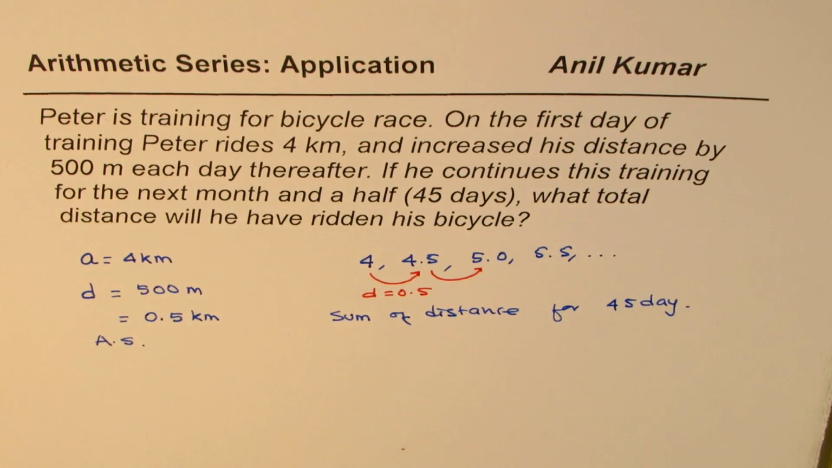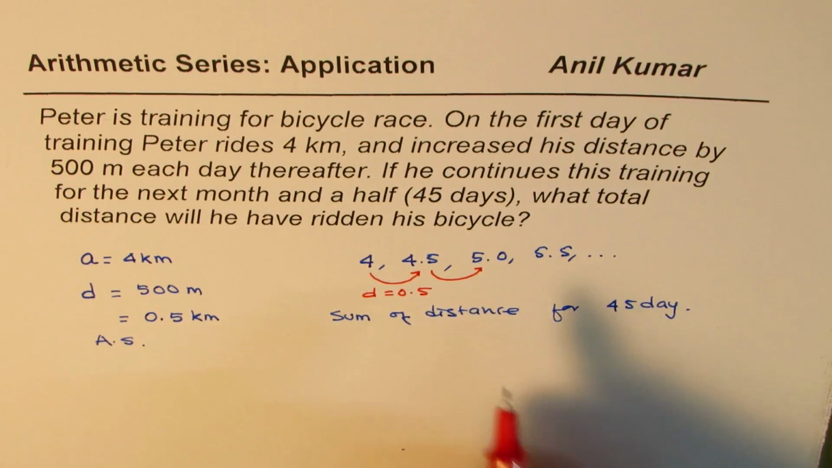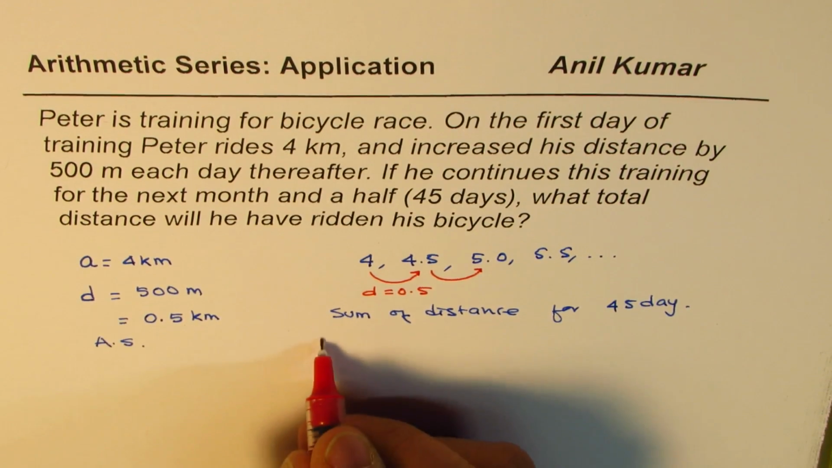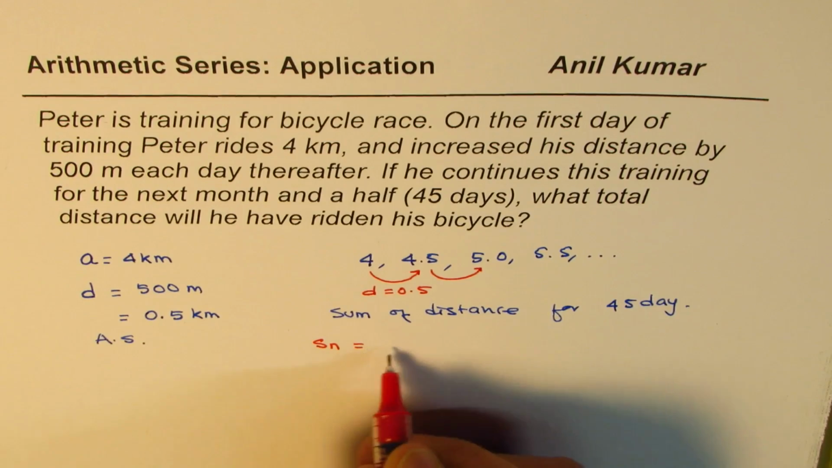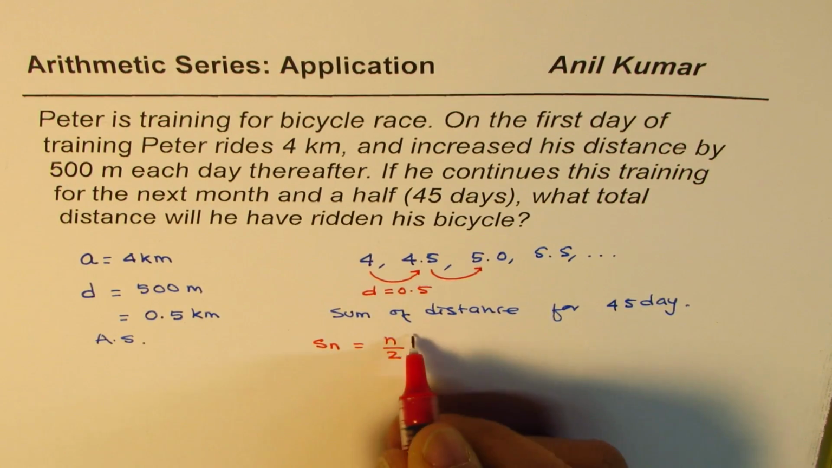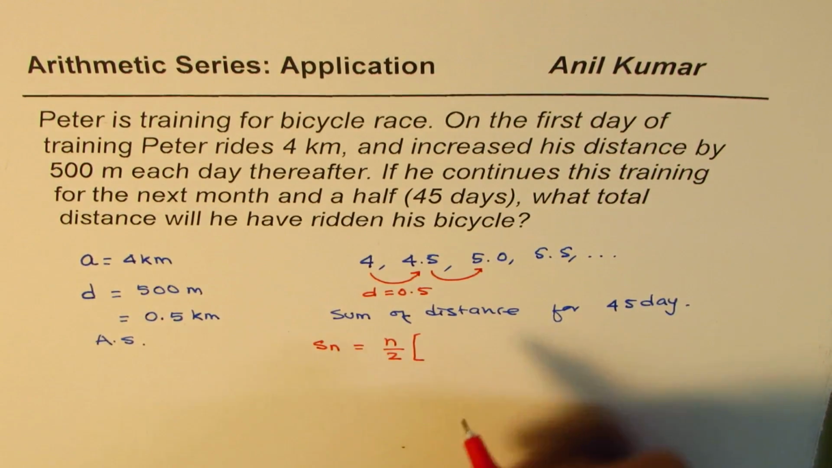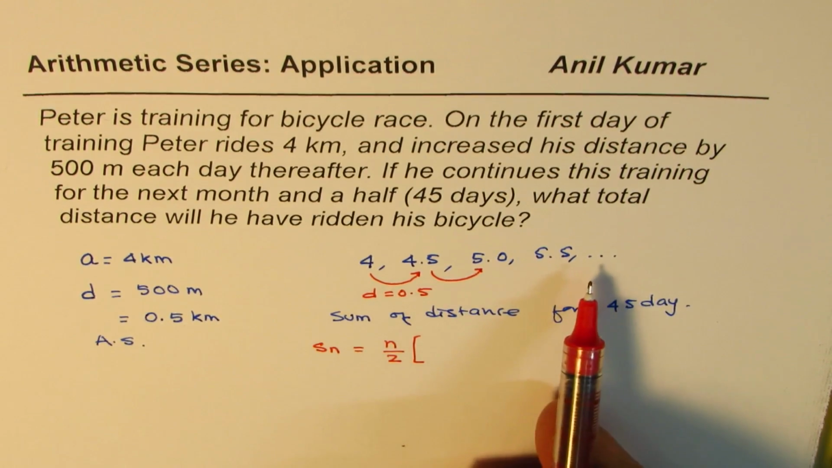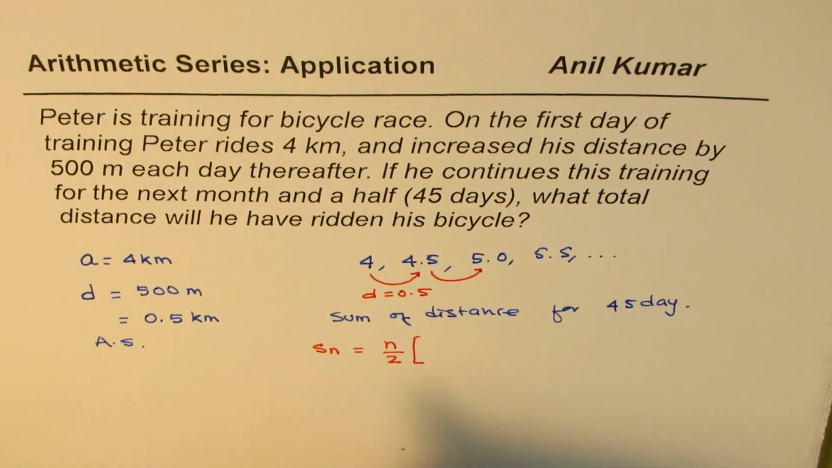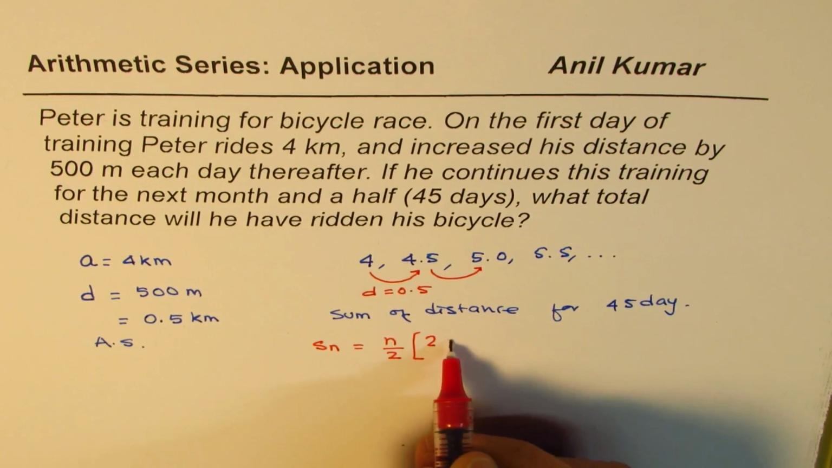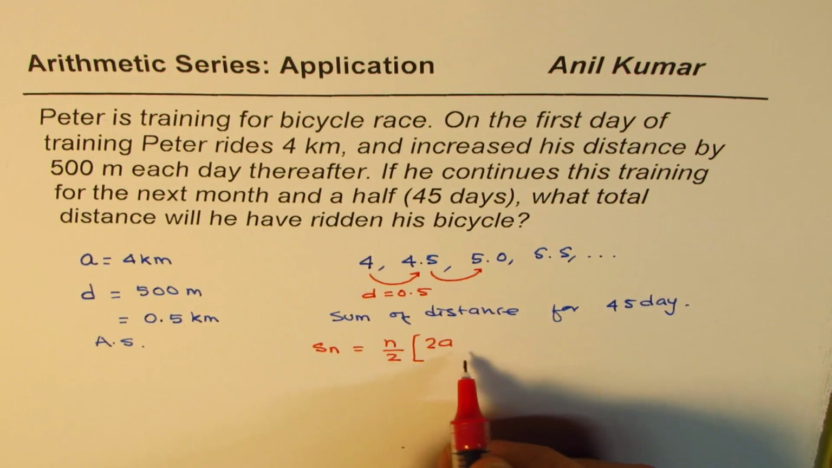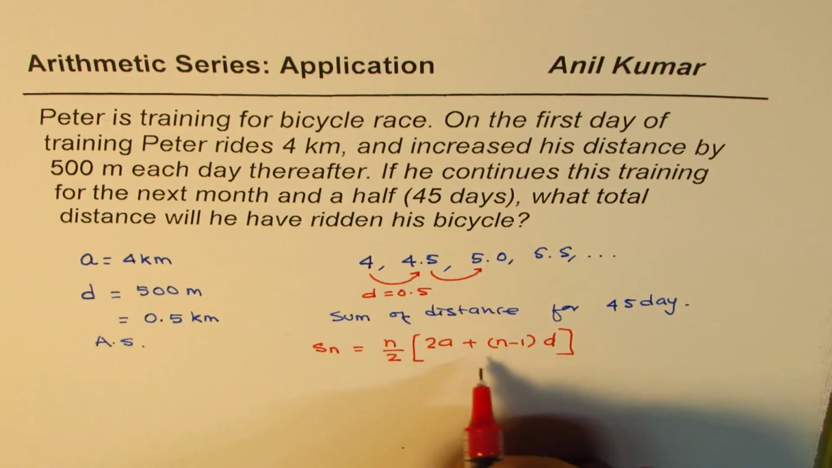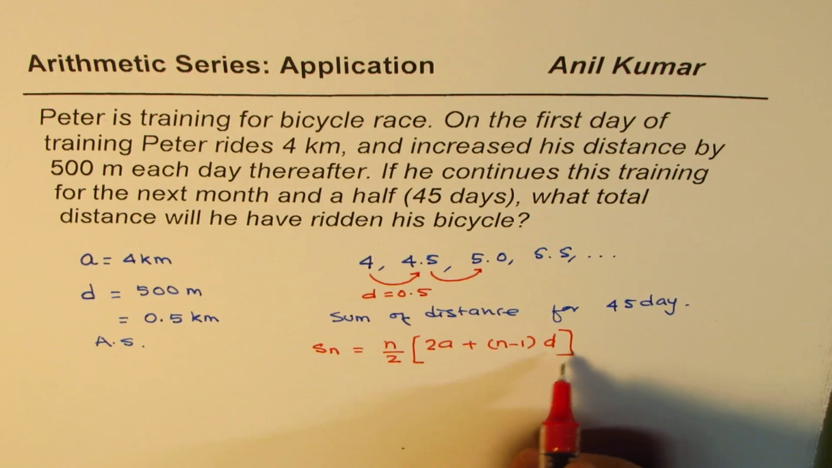So you can always use the formula for the sum of an arithmetic series, right? The formula, as you know, is S of n equals n over 2 times, so there are two formulas. One gives you the average value of first and last. Since we don't know the last distance, we'll use the one which has the first term involved, right? So first term with the common difference, which is n minus 1 times d, right? So that is the formula to find the sum.